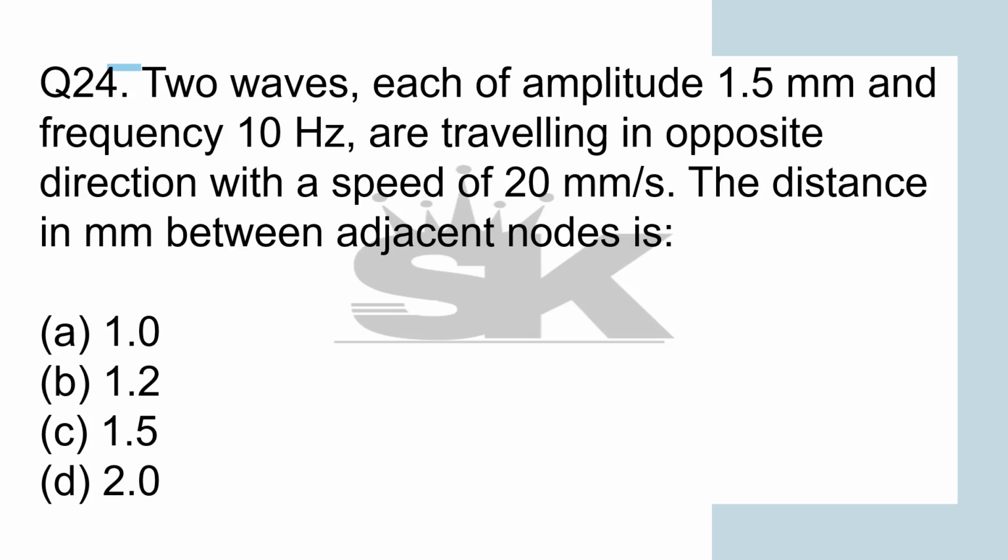So here amplitude is 1.5 mm, frequency 10 Hz, speed is 20 mm per second. The distance between two antinodes and nodes is nothing but the wavelength of the wave. Okay. So the wavelength times frequency equals speed. Okay.